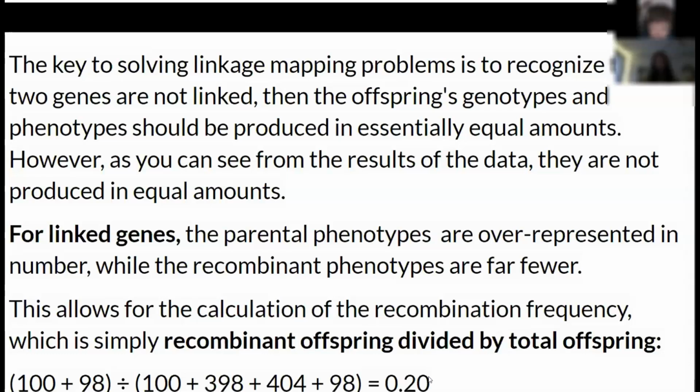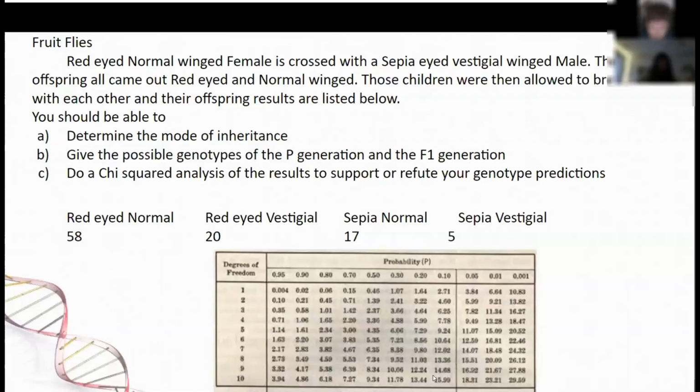So this tells me that the color of the hair and the shape of the head are 0.2 centimorgans apart, or rather 20 centimorgans apart, because that's our frequency, and you multiply that by 100 to get your centimorgans. So 20 units apart. Okay, any questions on that one?